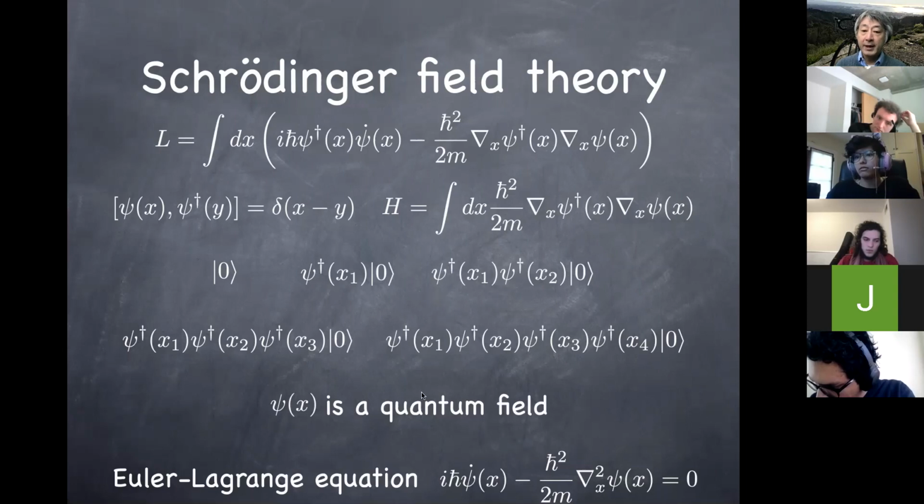But anyway, here I emphasize that psi dagger is really the creation operator of a boson, some kind of boson. Psi is the annihilation operator of that boson. And using the creation operator multiple times, you can have a multi-particle state of identical bosons. And that's the idea how we use this quantum field to describe quantum systems.